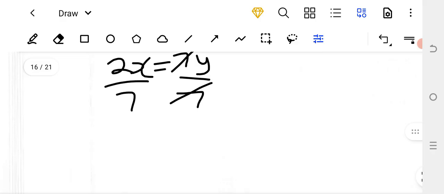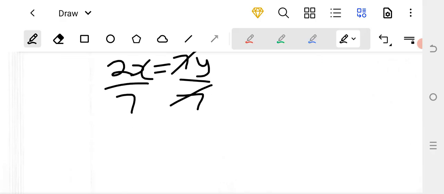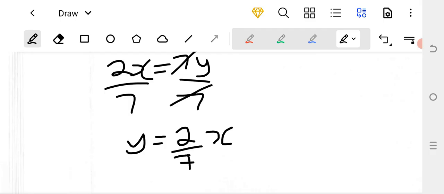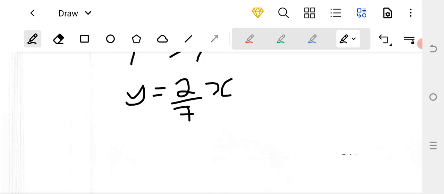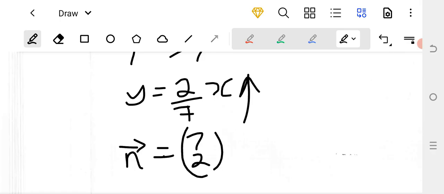So I'm trying to form an equation. y is equal to 2 over 7 x. Now, the normal vector is when you flip this. So n is equal to (7, 2). 2 over 7 has now become (7, 2), without writing 7 divided by 2, but you write it like that, because that's how you write vectors, okay?